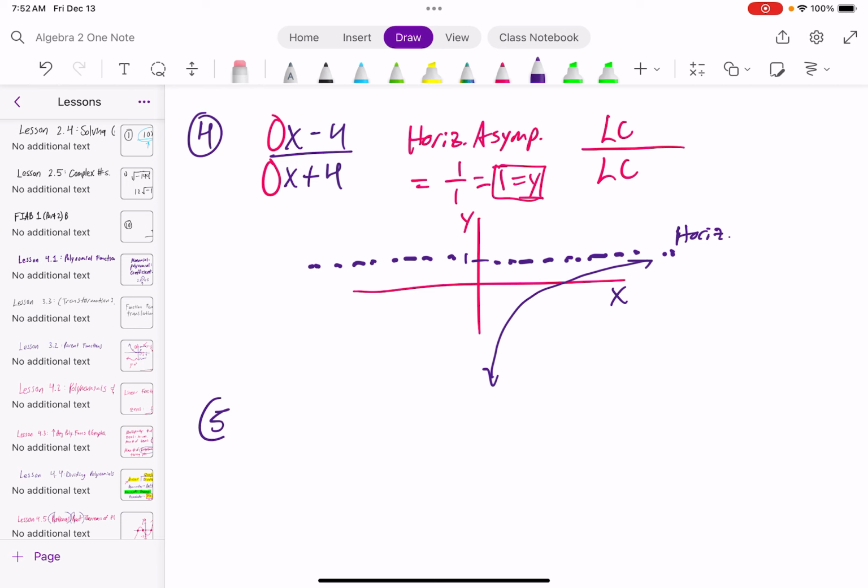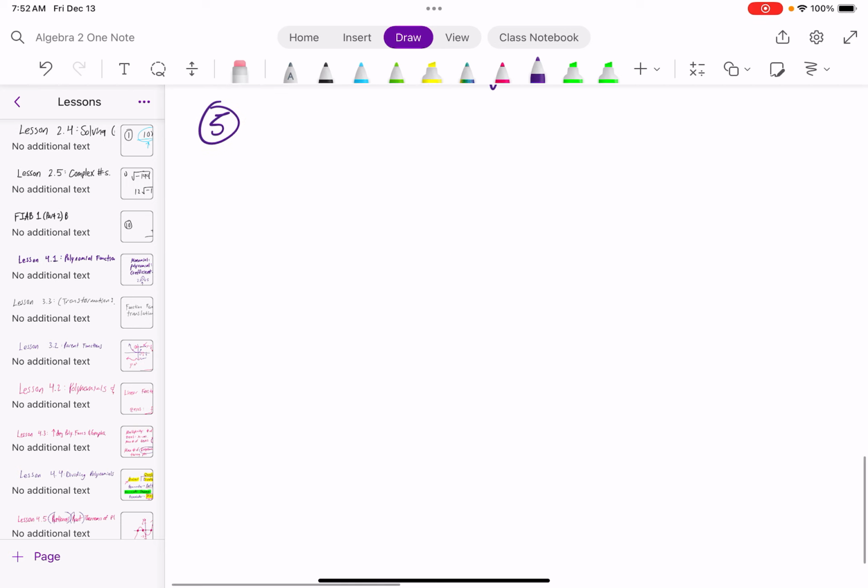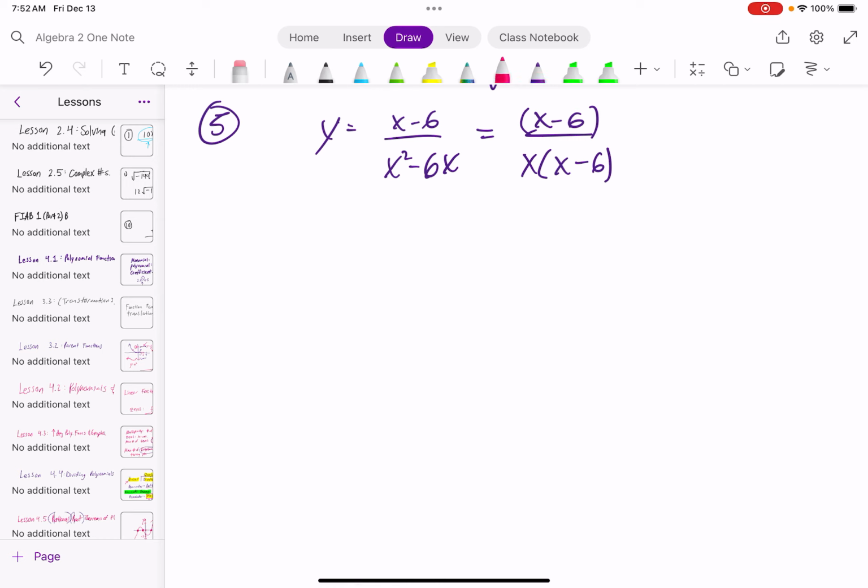Number 5. Find the horizontal asymptote of x minus 6 over x squared minus 6x. Again, I want to factor, just in case there's anything that cancels and there are holes. And there is, they do. So we're left with 1 over x. There's a hole here. This is a hole at x is 6.